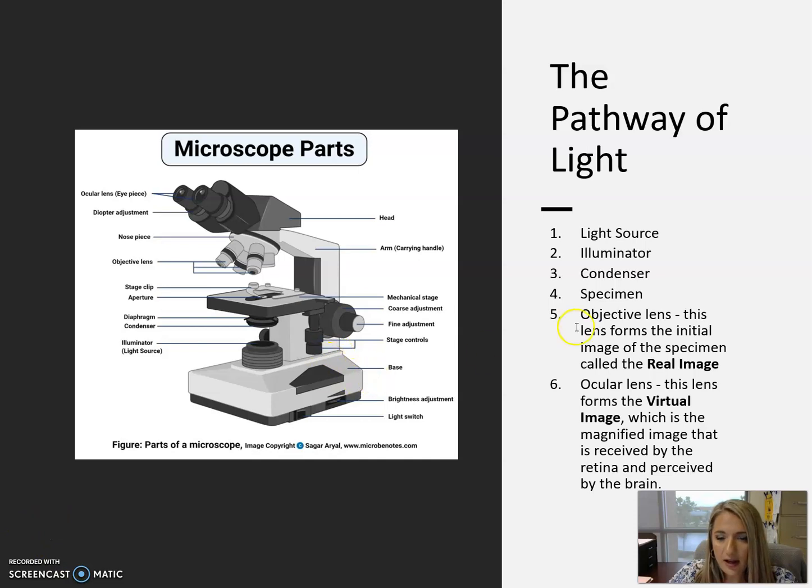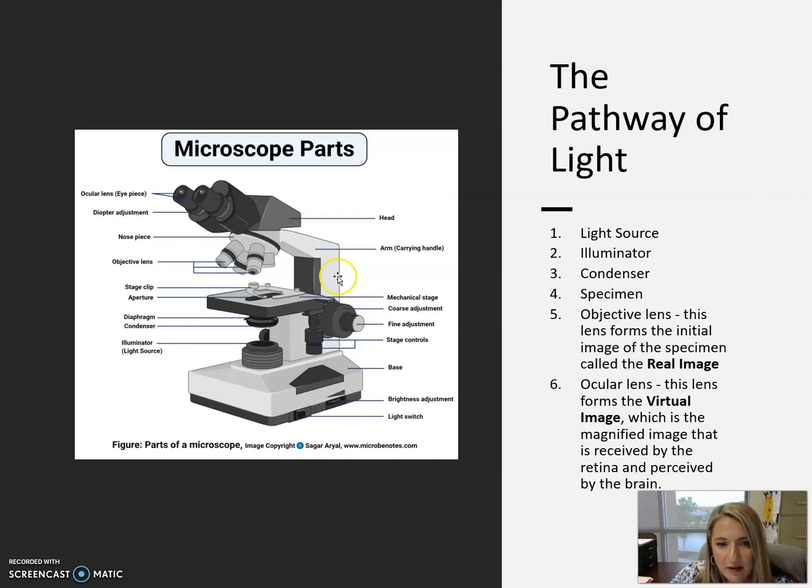So as far as lecture is concerned, you don't have to memorize the parts of the microscope or their functions. That's something that'll be done in lab. But as far as lecture, I do want you to know the pathway that light takes as it travels through a light microscope. So it's fairly easy. It's just an order of 6 steps.